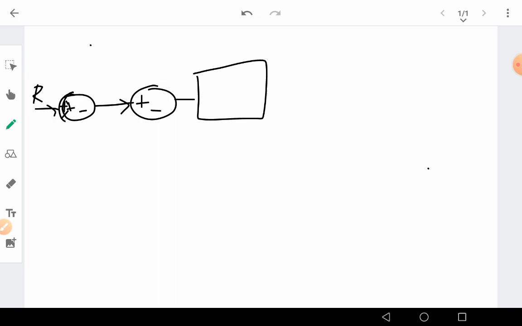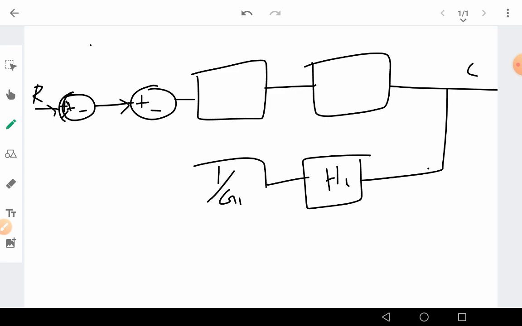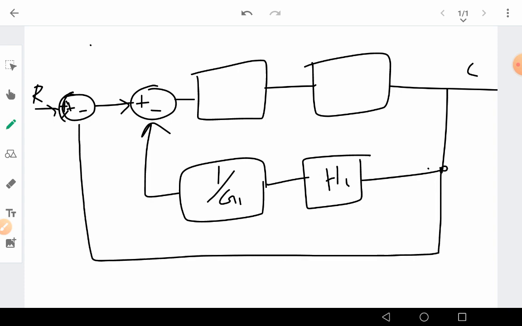Now I have these two, this guy and this guy in series, output there is, and there are two loops, one was 1 by h2 and 1 by g1, or I can combine these two definitely, and this is coming to this minus, and again the output is coming to minus also. This is my existing thing. Now I can combine these two.